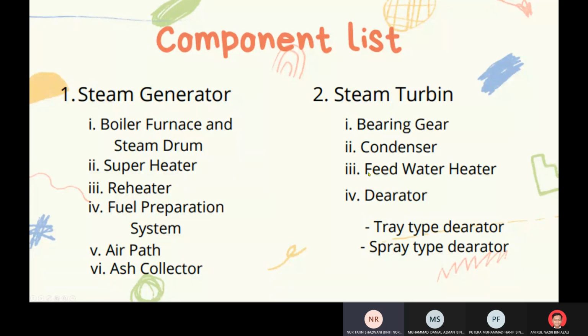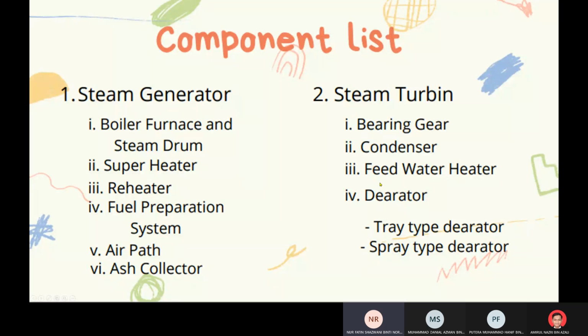For the condenser, the condenser is used to convert the steam into water. The condenser is made of tubes and water flows through the tubes. The steam from the turbine passes over the condenser tubes. The condenser tubes are also known as heat exchangers. To achieve higher efficiency, the condenser temperature is kept as low as practical. Next, feed water heater.